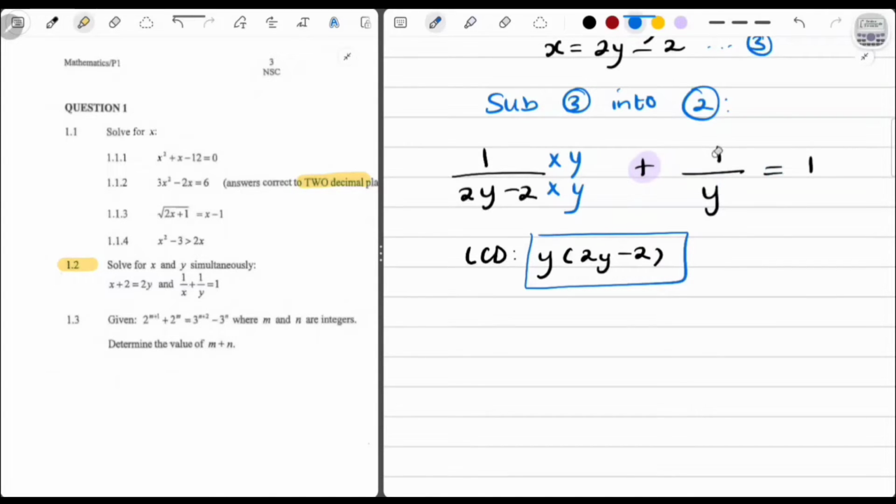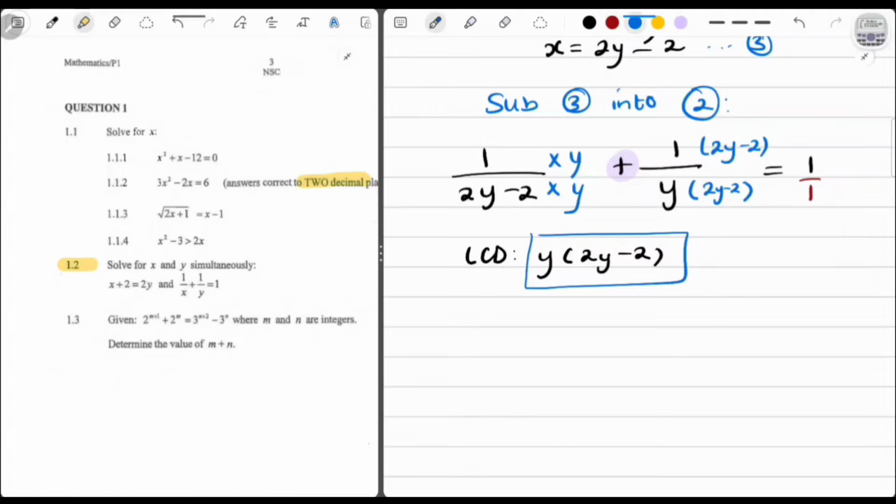Okay, then I have to do the same to this. Well, not the same thing, but I also have to multiply by something so that its denominator also looks like this. So we have the y. We don't have the 2y minus 2. So I just have to multiply this by 2y minus 2 on the bottom and on the top as well. And then this is 1. Okay, as a fraction, 1, you can write it as 1 over 1.